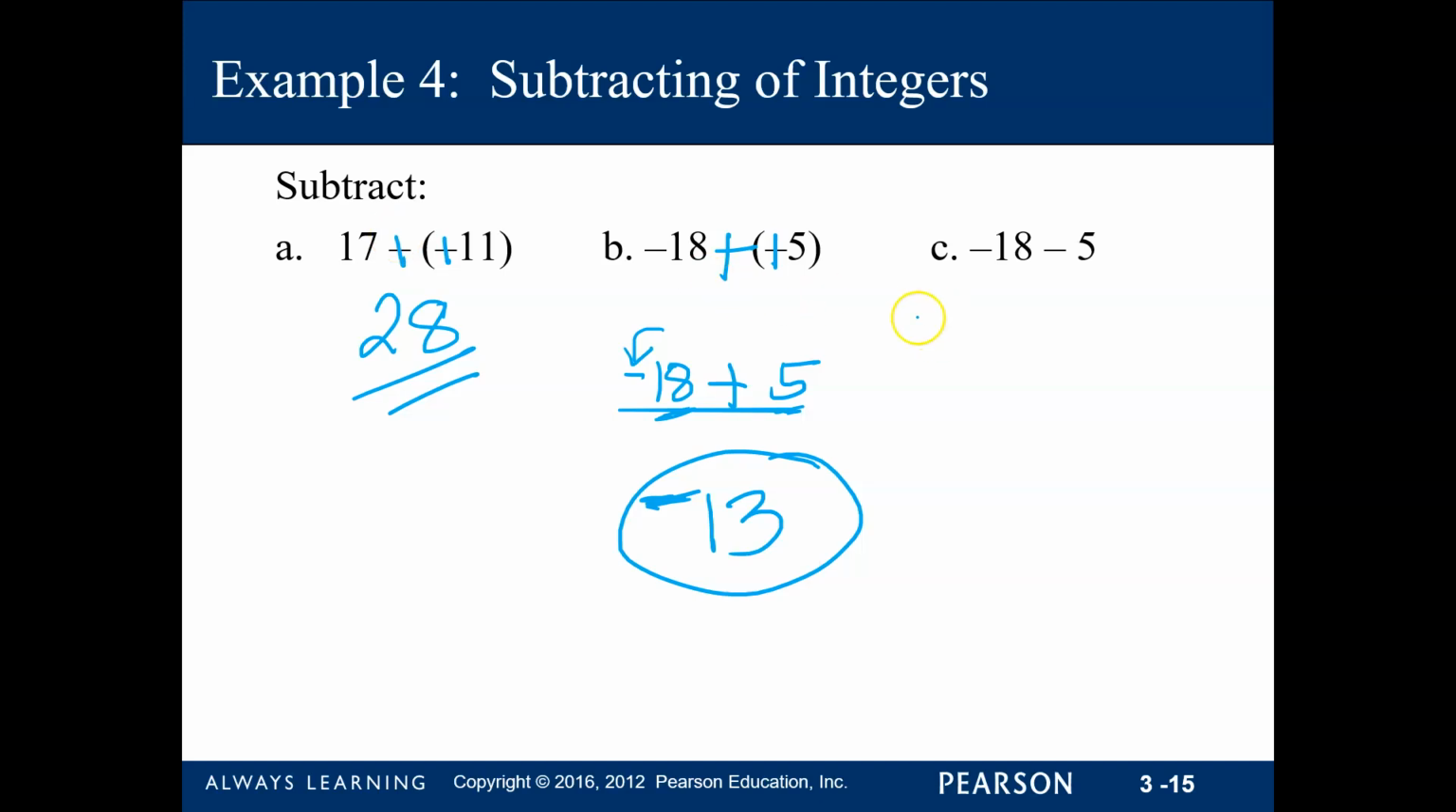All right. And then for this last example, we have negative 18 minus 5. Change the sign of the subtrahend. So this will become negative 5. And then our subtraction will change to an addition. So now we have negative 18 plus negative 5, which is going to be negative 23.